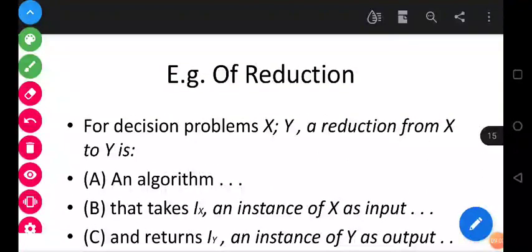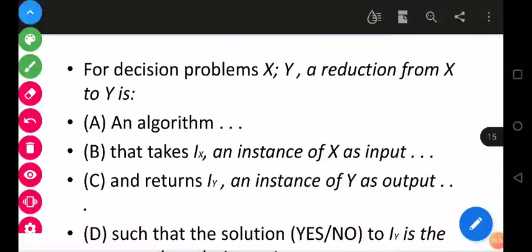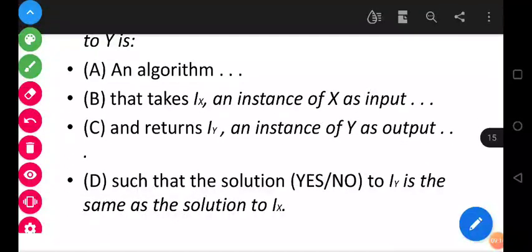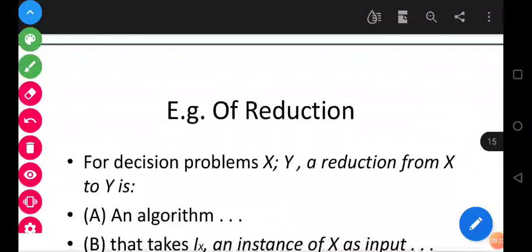So, what do we actually do in reduction? For decision problems X and Y, a reduction from X to Y is an algorithm that takes an instance of X as input and returns an instance of Y as output, such that the solution, yes or no, to IY is the same as the solution to IX.